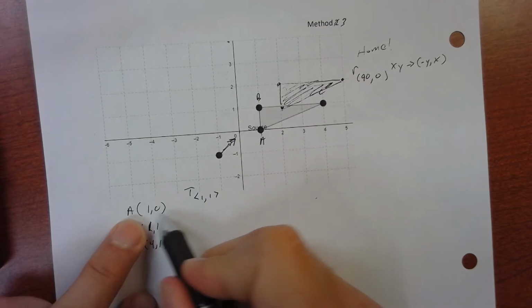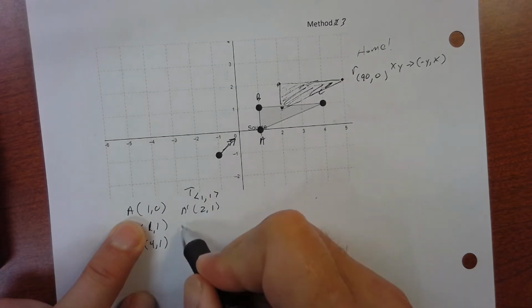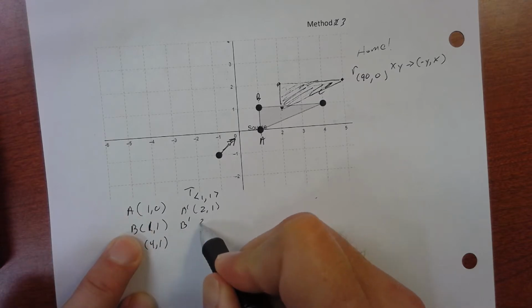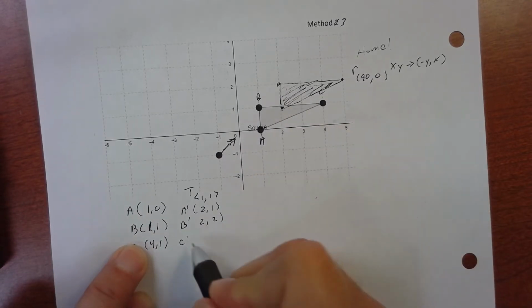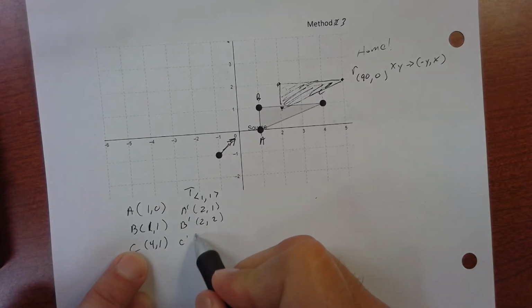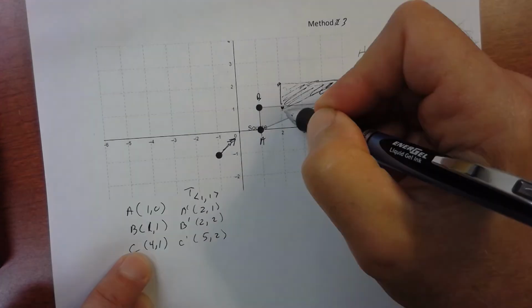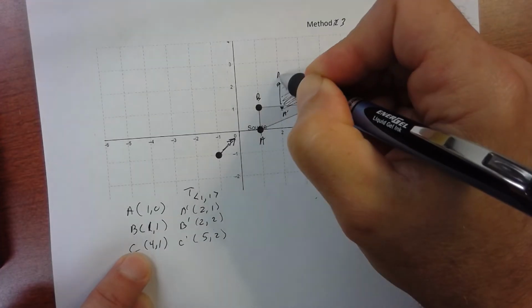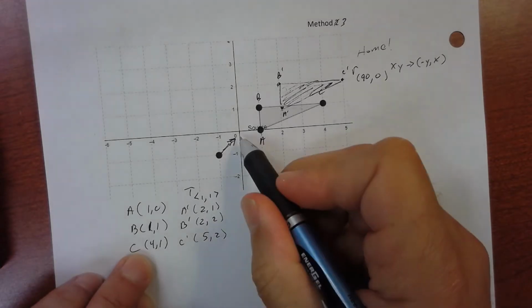Okay, so what are those new points? We just add 1 to all of those things. So my A prime would be 2, 1. My B prime is going to be 2, 2. And my C prime is going to be 5, 2. So A prime, B prime, C prime. All right. Now we've moved it to the center.